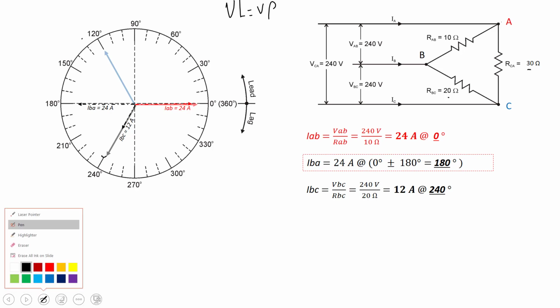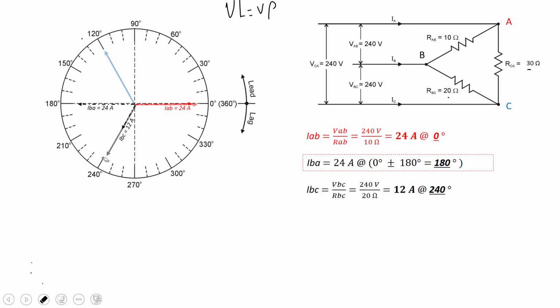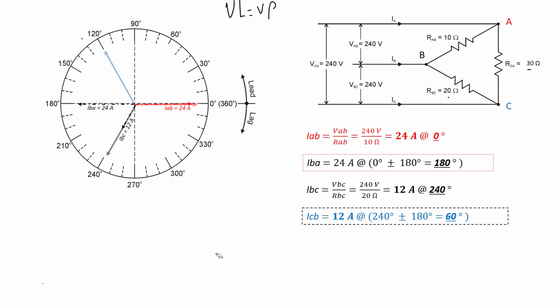While I'm thinking about that vector, I can also figure out the opposite vector for it. The opposite vector would be ICB. That would be the same magnitude, 12 amps, but it's at 180 degrees from IBC. So 240 subtract 180 is 60 degrees. So I can plot that out: ICB, 12 amps at 60 degrees.